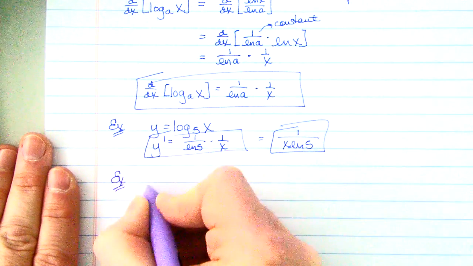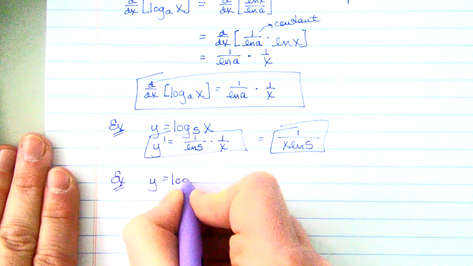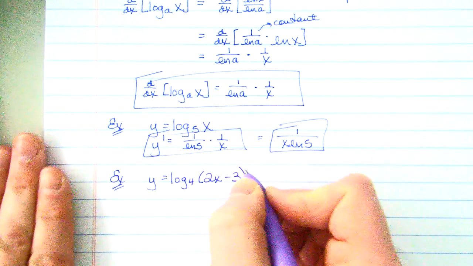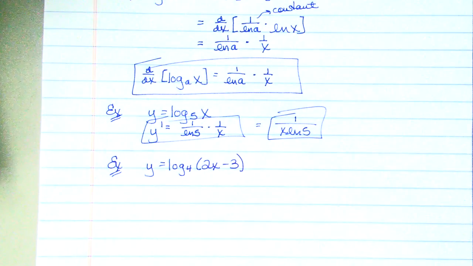If I ask you to do the derivative of y equals log base 4 of 2x minus 3, not quite as straightforward, because you got to use what? Chain rule. I bet you can do this though. Take the derivative of your log base 4. How? Using that new rule I just gave you. And then deal with the chain rule at the end.